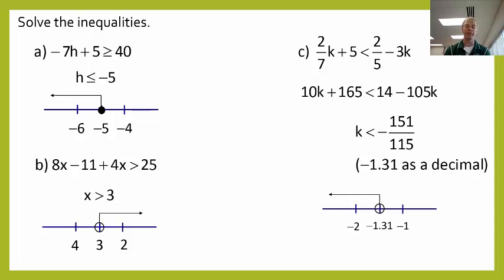Now, when we're trying to put this on a number line, I'm okay with us putting this as a decimal to know where this should go. This is negative 1.31 as a decimal, which means it would go in between the integers negative 1 and negative 2. Notice the tick marks to the right and left are not decimals, they're integers, right? And since it's less than, we need an open circle going to the left there.